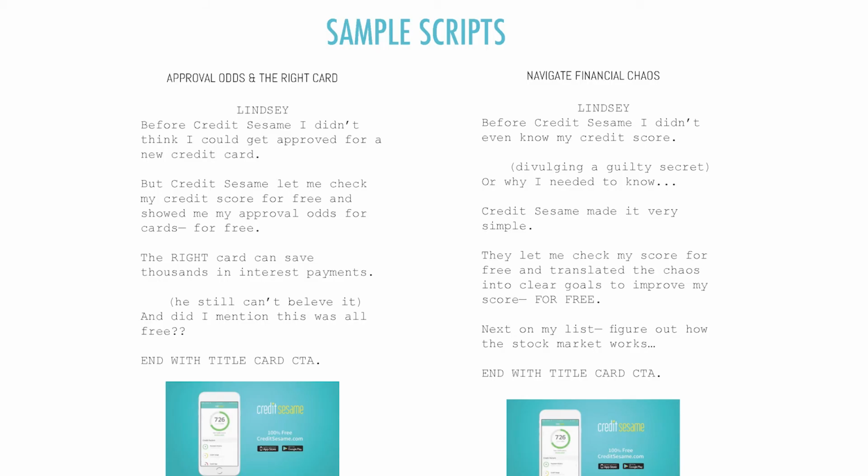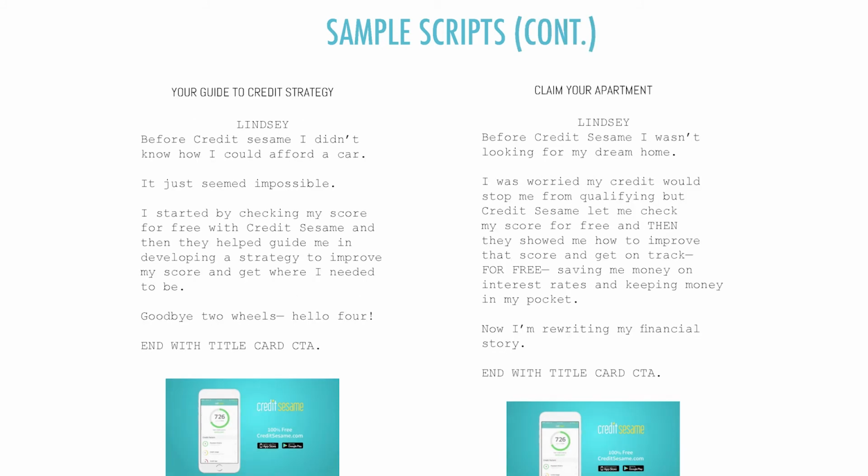In this example, the creator provided Credit Sesame with 4 different sample scripts, all revolving around the same call to action provided in the brief. This provided the brand with a few distinct variations on their messaging and allowed the creator not to throw all their eggs in one basket.